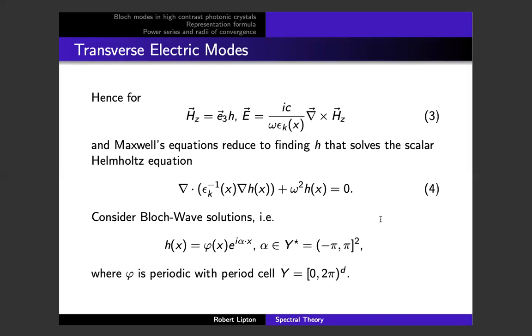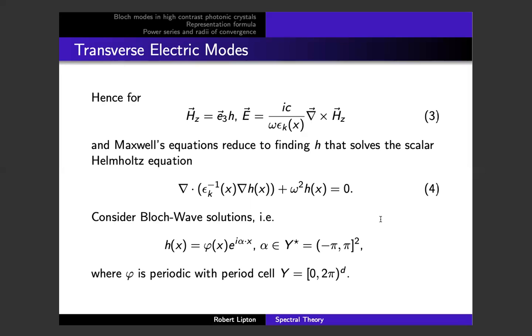And so what we'd like to do is consider what are well-known solutions called the Bloch wave solutions. Basically, those are of the form H below there, where H is given by a periodic function phi, periodic in x, times this exponential, with alpha a vector in what is called the first Brillouin zone. And here, that's Y star. And so that is a Bloch wave solution to 4.